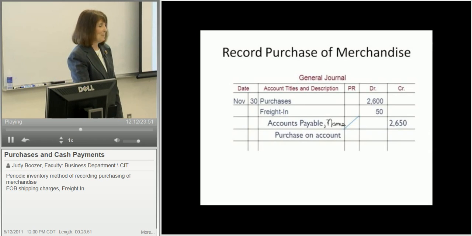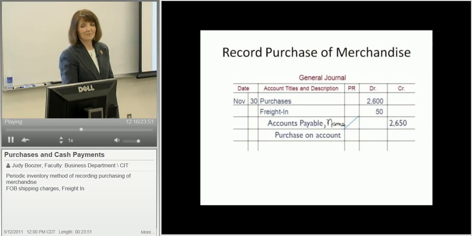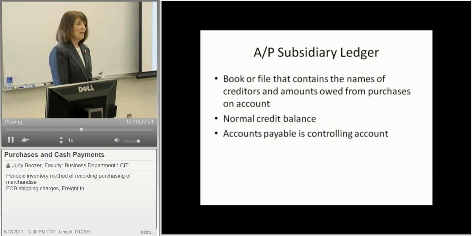And again, debits still equal credits for all transactions. Now, remember the accounts receivable subsidiary ledger? Again, the accounts payable subsidiary ledger is similar. It's just a listing, instead of customers, of all the vendors that you purchase merchandise or other things from. So you're going to have a listing of all of them and the balances in them.